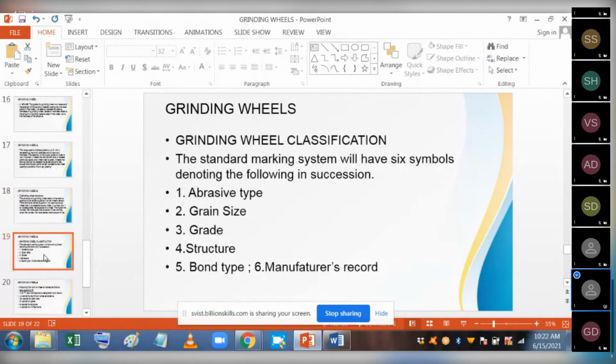So we now know about abrasive type, about grain size, about grade, and structure. We only would like to know about the bond type and the manufacturer's record. Now, what are the bond types?